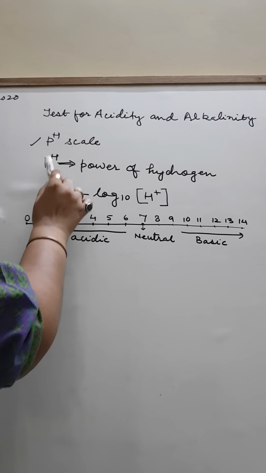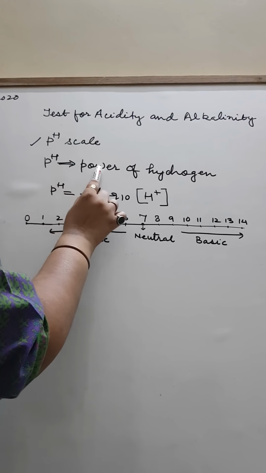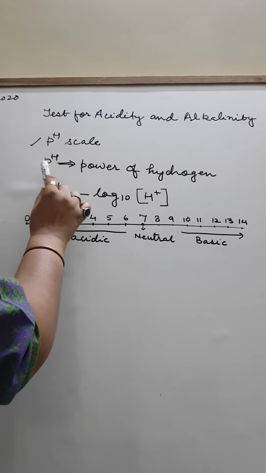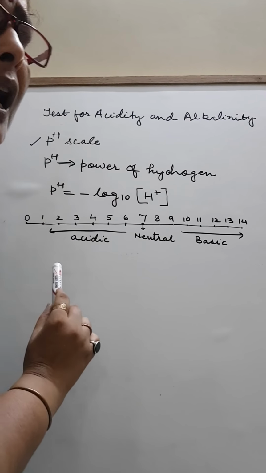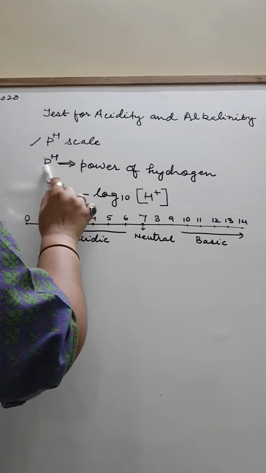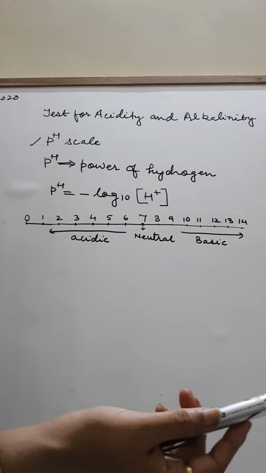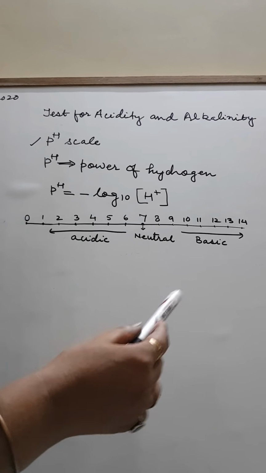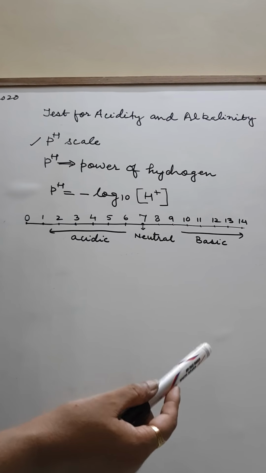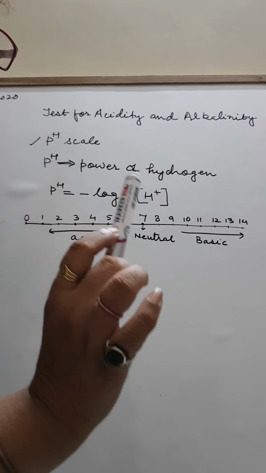pH scale, what does pH stand for? P means power, H means hydrogen. This pH means power of hydrogen. pH stands for power of hydrogen. They can ask you this also. What does pH stand for? What does pH mean? pH means power of hydrogen in simple English.